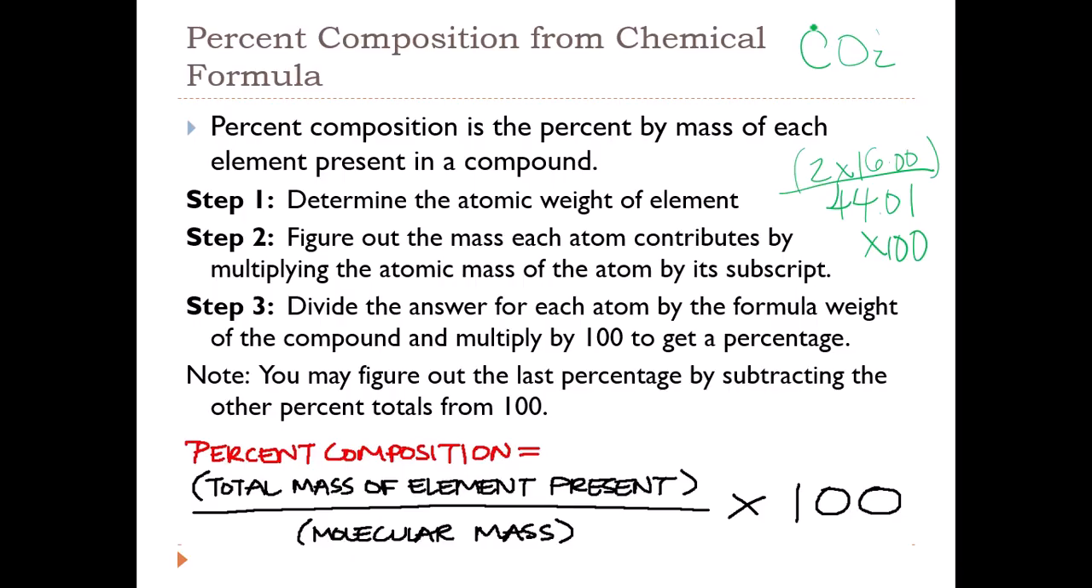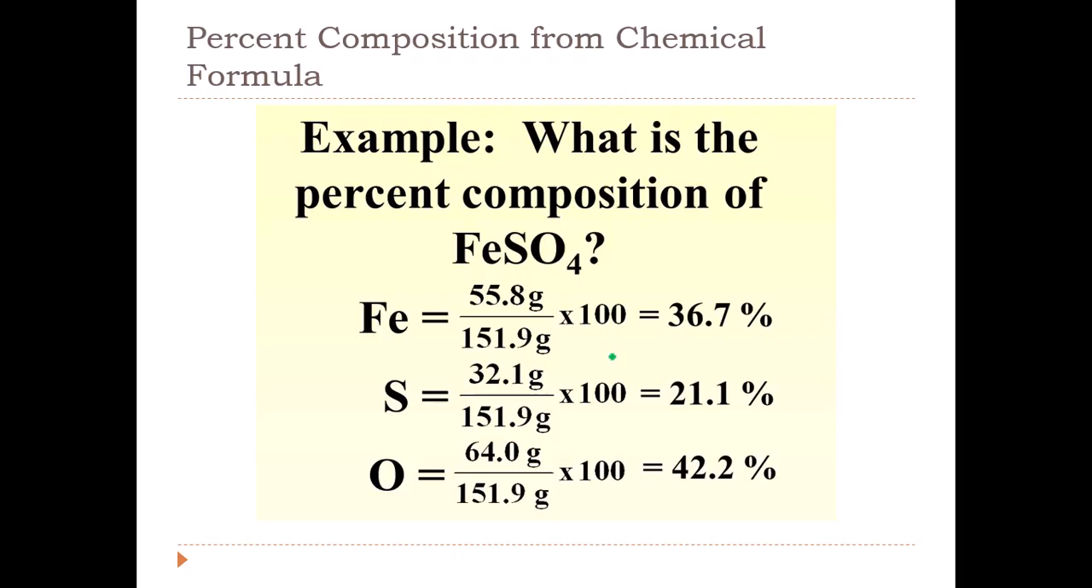So determine the atomic weight of each of the elements that we care about. Figure out the mass each atom contributes by multiplying the atomic mass of the atom by its subscript. Divide that by the formula weight of the compound and multiply by 100 to get a percentage. Note you may figure out the last percentage by subtracting the other percent totals from 100.